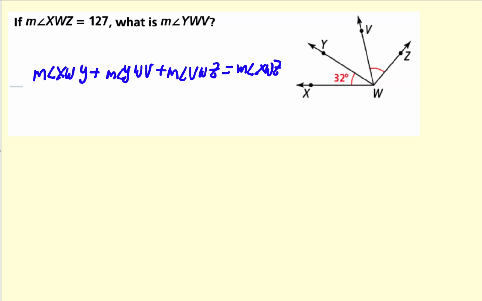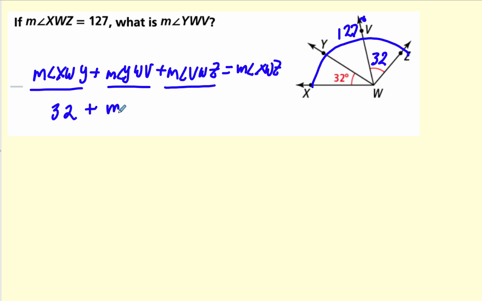Let's take a look at this problem. I notice that I have two marks here, which means these both are going to be 32. And I am told that XWZ, that's this whole angle right here, is 127 degrees. So I have three little angles that add up to this big angle. I do know that this little angle is 32. I don't know how big this angle is. And I do know this one is 32 because it has the same tick mark. And I know that the big angle is 127.